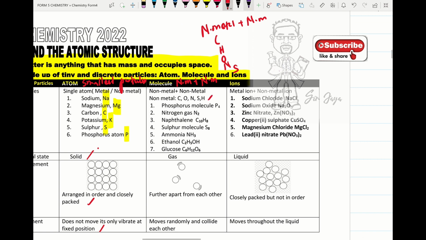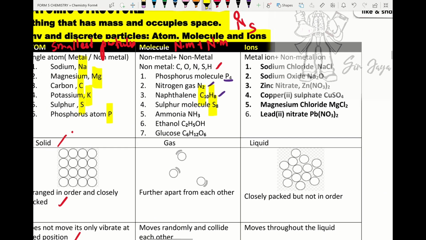So we check the phosphorus molecule. Please remember P4. Nitrogen gas is N2. Naphthalene is C10H8. So non-metals exist as molecules. Sulfur molecule, please remember S8.